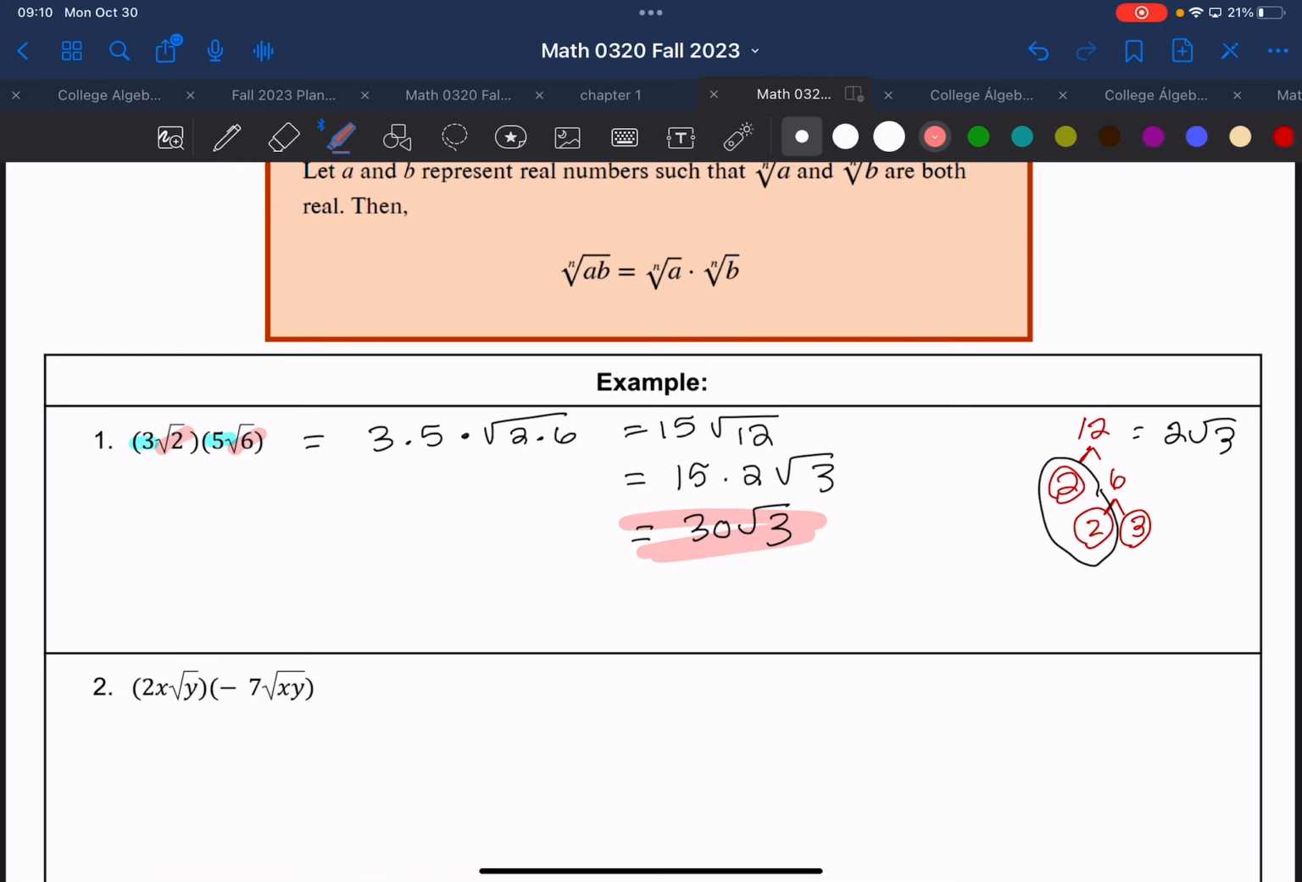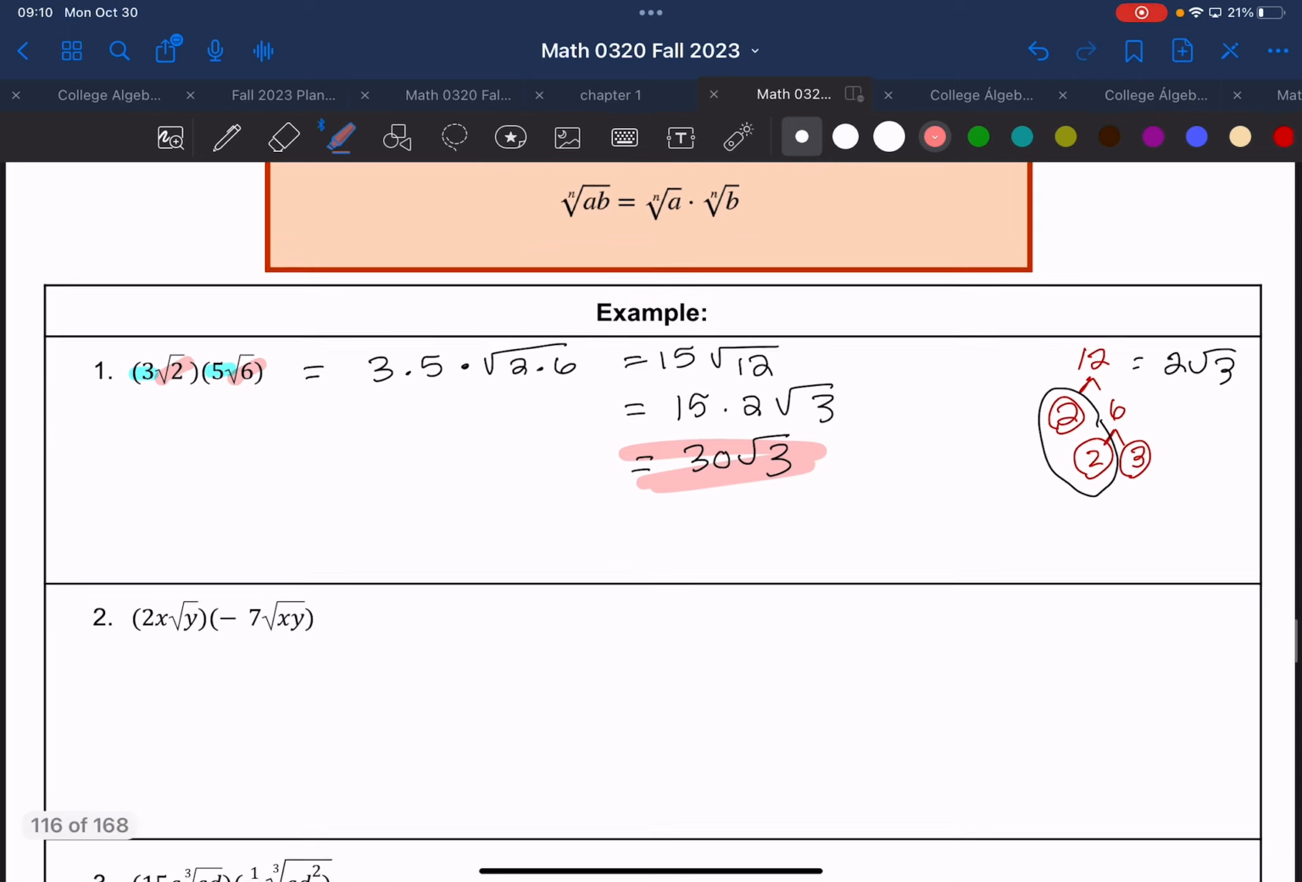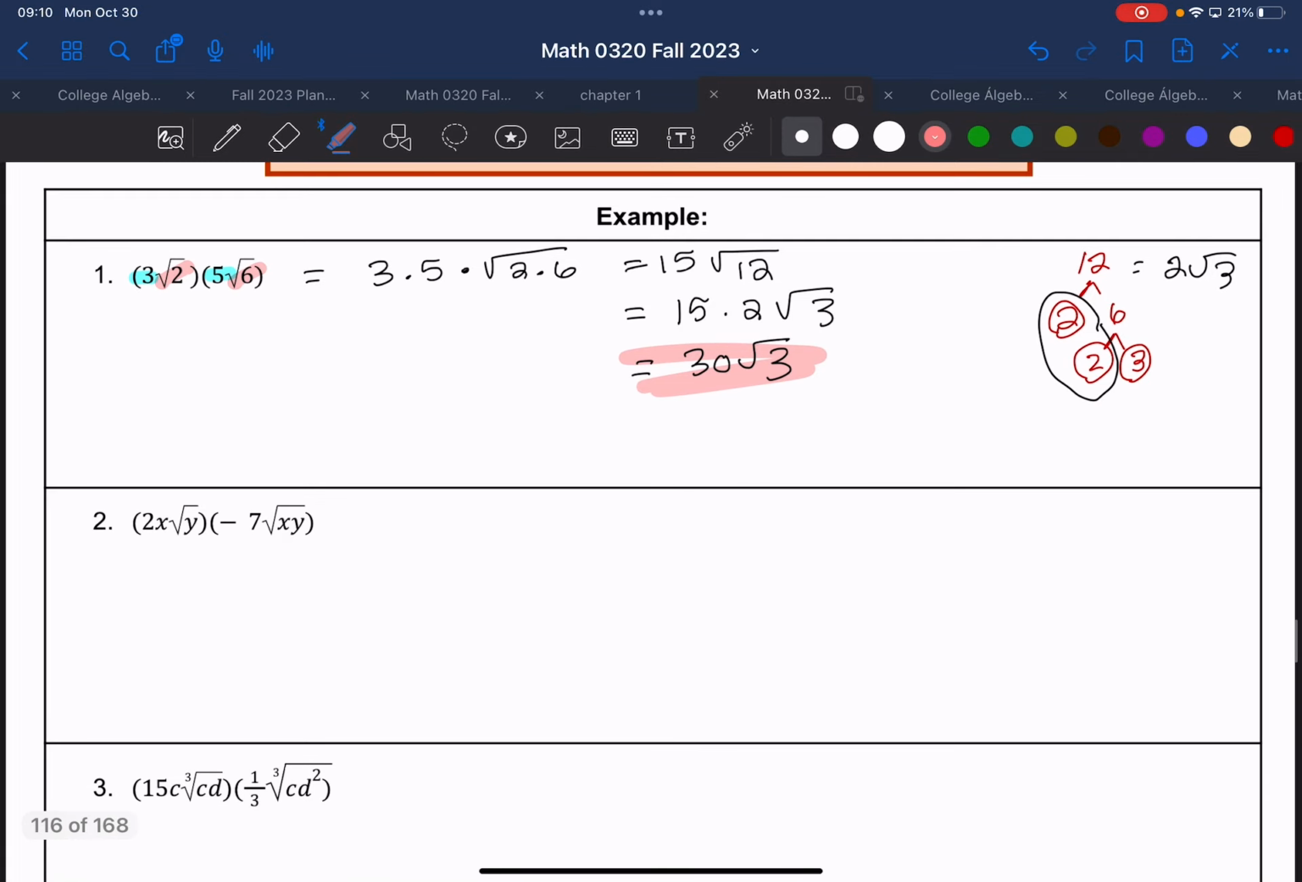So when we are multiplying two radicals, it does not matter if the radicands are different. The only thing we're checking is that the indexes are the same. So on number 1, they were both the square root, so they both had the same index. What about on number 2? Do we have the same index? Yes. Since we have the same index, we're going to multiply the outsides and then multiply the insides.